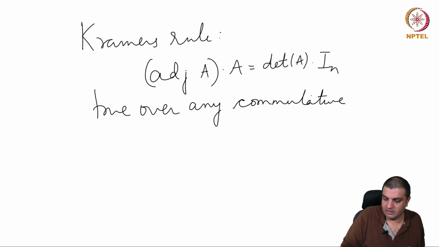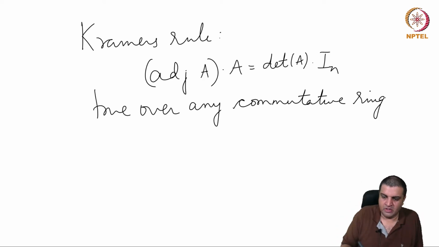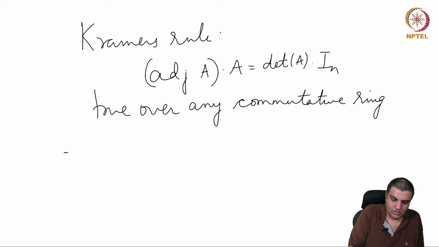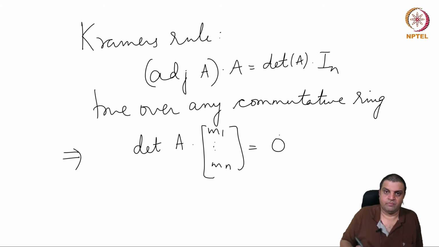This is the n by n. Okay, so this is what we have. Now let's multiply both sides by the adjoint of A. If you multiply both sides by the adjoint of A, we get that the determinant of A times this vector m1 through mn equals 0.